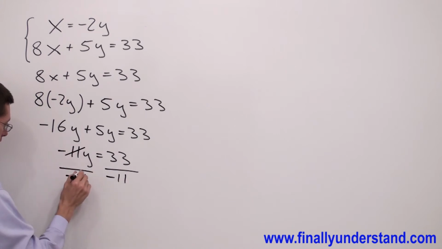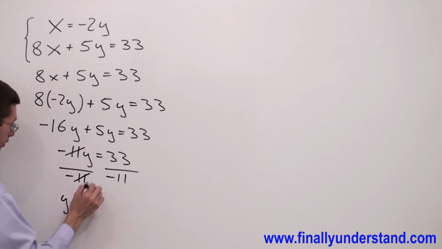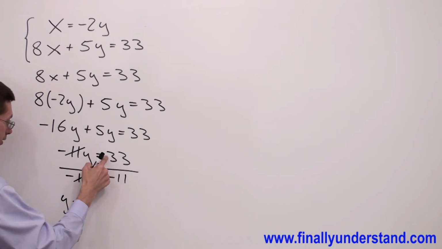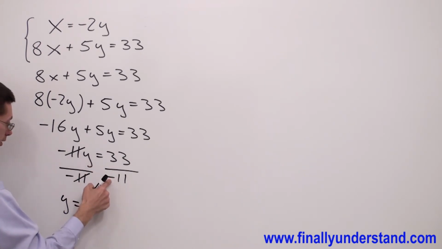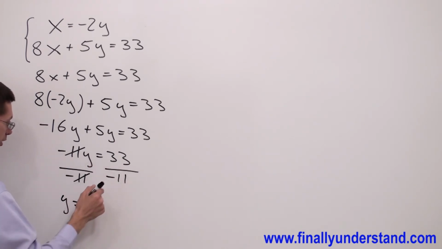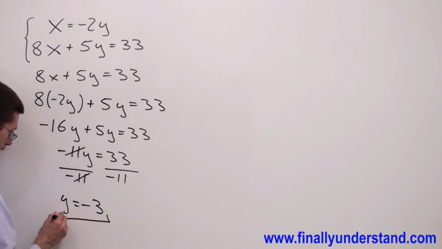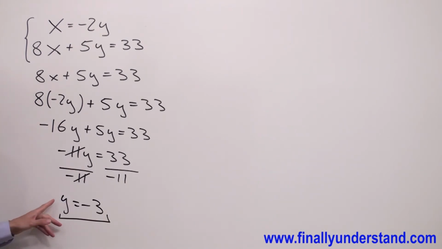Negative 11 and negative 11 will cancel out, and I'm going to have y equals positive divided by negative, which will give me negative 33 divided by 11, which is equal to negative 3. So this is the value of my y. Next, we're supposed to find the value of x.